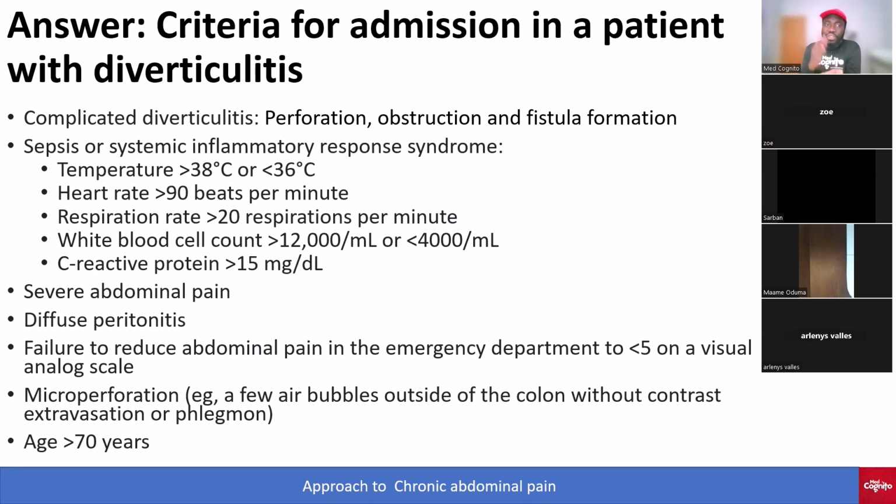Diverticulitis plus heart rate of more than 90 beats per minute, admission. Diverticulitis with respiratory rate of more than 20 cycles per minute, admission. Diverticulitis with leukocytosis or leukopenia, increased white cell count or decreased white cell count, admission. Diverticulitis with C-reactive protein of more than 15 milligram per deciliter, admission. Diverticulitis with severe abdominal pain, admission.